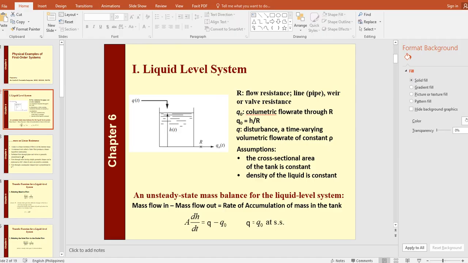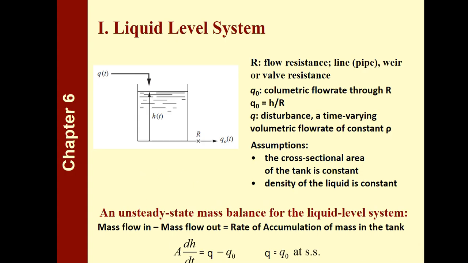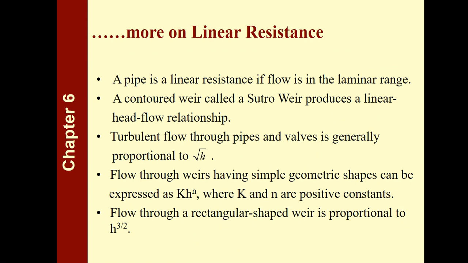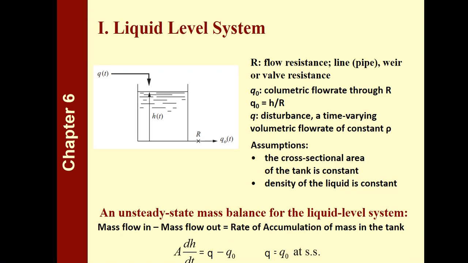So for our liquid level system, if we go back to that, the transfer function now is the one that you are seeing there in the derivation. H of S over Q of S is equal to R over tau S plus 1. And that would be the transfer function for our liquid level system. Okay?